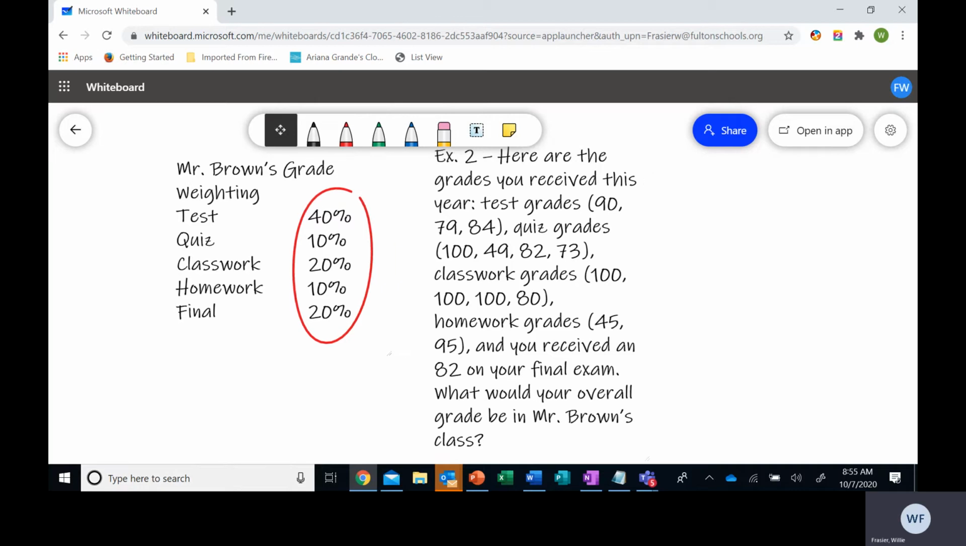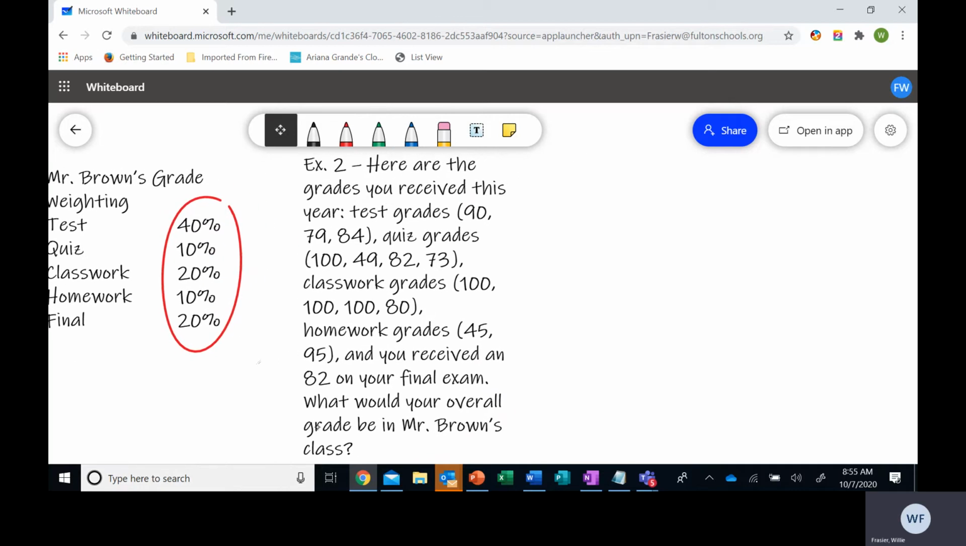And in this example, we're going to look at the grades you received for this year. Test grades, you got the test grades over here. These are the test grades, and then these are the quiz grades, and then these are the classwork grades, and then the homework grades, and of course you got the final grade.